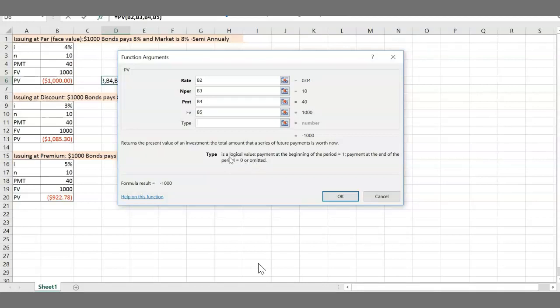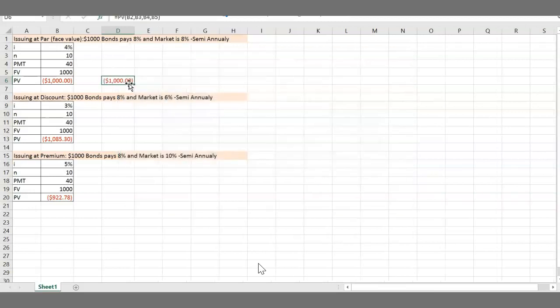If it is annuity due type of payments, that means the first payment comes in today, then you have to type 1 here. But since it's ordinary annuity, I'm just going to leave it blank or just type a 0. And here I see my answer is 1,000, and that means $1,000 will be paid by investors today for the bond, and they will get a $40 payment every 6 months.